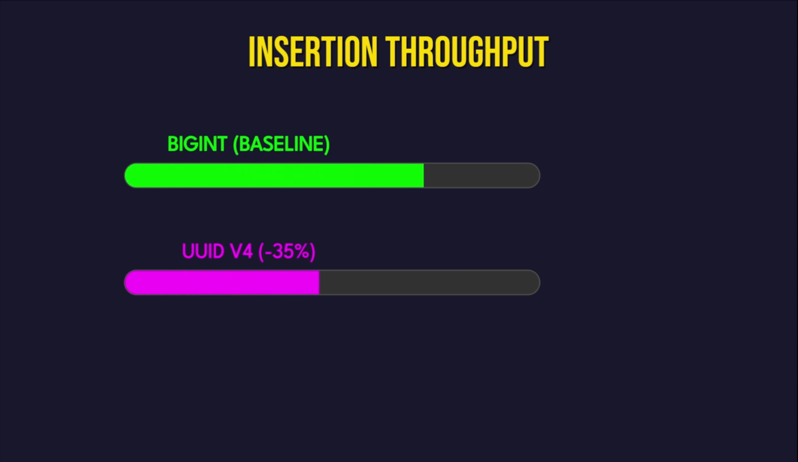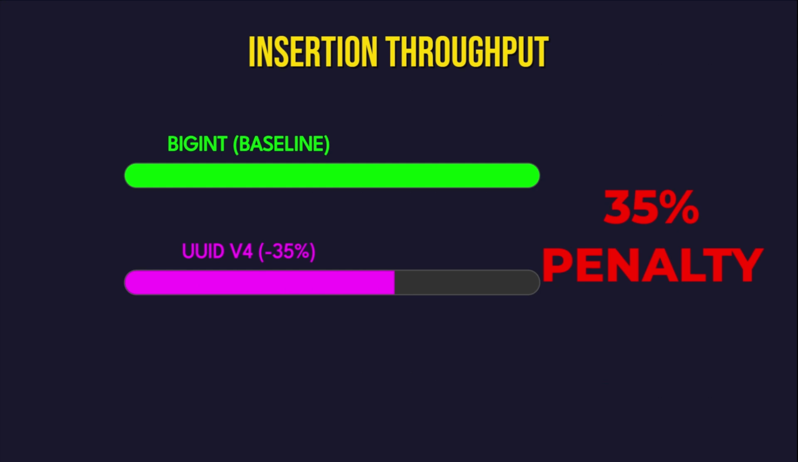This non-sequential insertion pattern drastically reduces cache effectiveness because related data is scattered across the index structure. We quantify this penalty. Initial tests show UUID version 4 insertion throughput dropping by 35% compared to BigInt on a standard solid-state drive setup under concurrent load. This is the core performance hurdle for distributed systems relying on pure random identifiers.